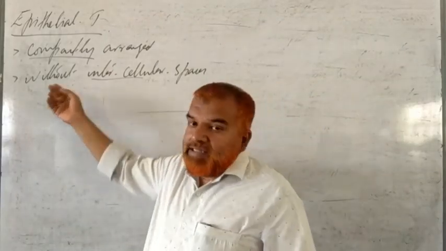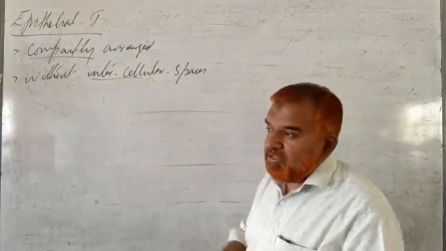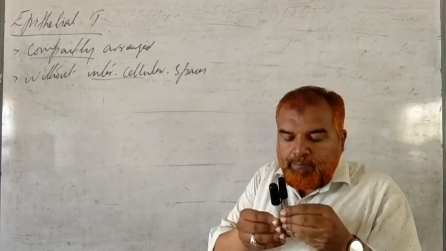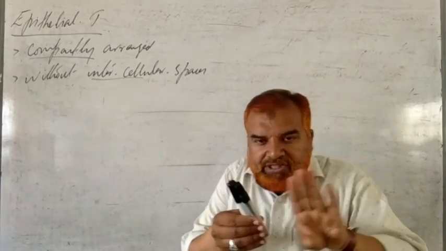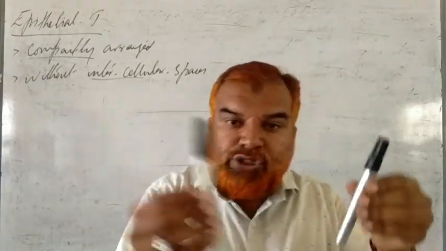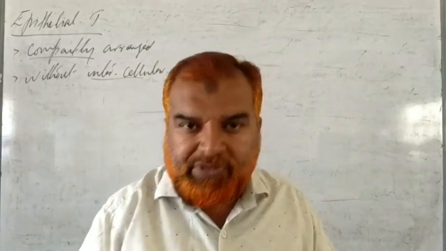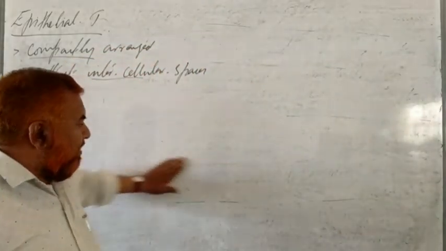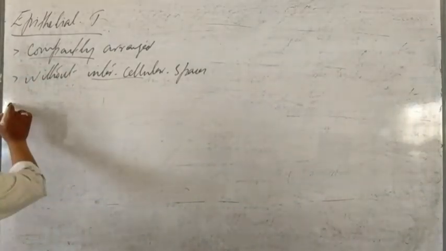Without, what is there? There is a lack of space. Means what? They are firmly, tightly, compactly arranged, one after the other, without any intercellular gaps. There is no gap between two cells. I hope it's clear. Fine. So such are the characteristics. And they are found present on a basement membrane.